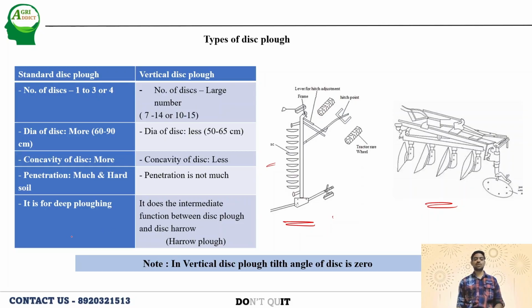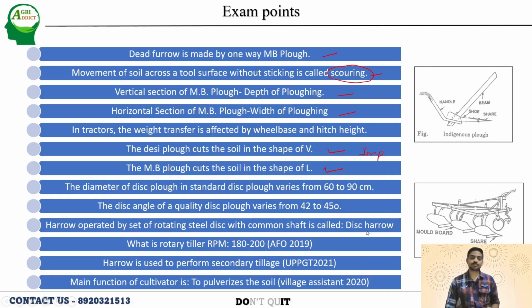And this is used for deep plowing purpose, which one, standard disc. This is used for deep plowing, and this is used for intermediate kind of plowing. And a very important note is that in the vertical disc, the tilt angle of the disc is 0. See, if you look at this, there is no angle in the discs. The discs are not at all tilted. So tilt angle is 0 in case of vertical disc plow.